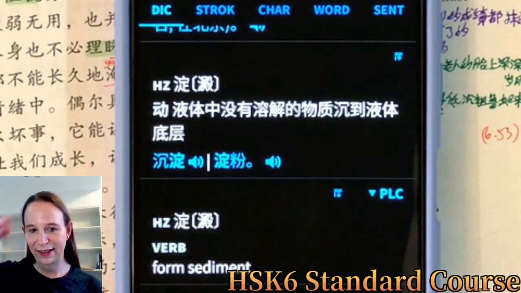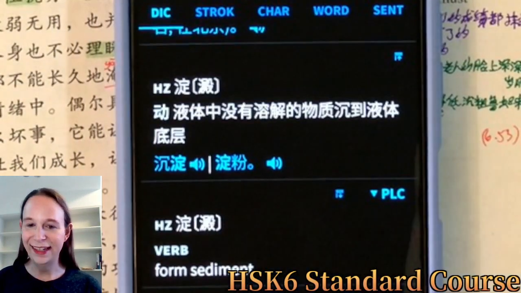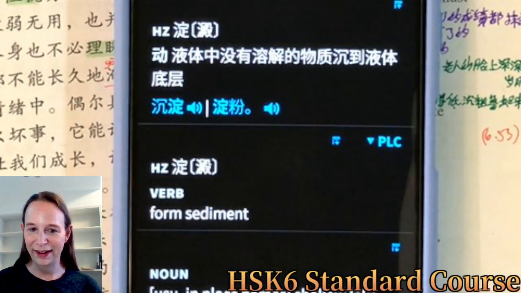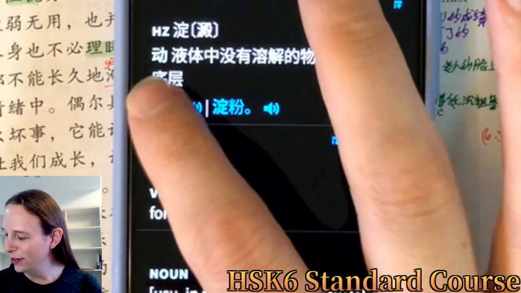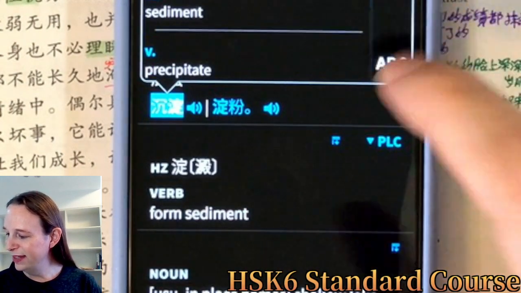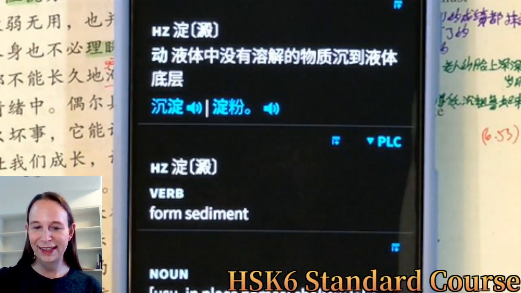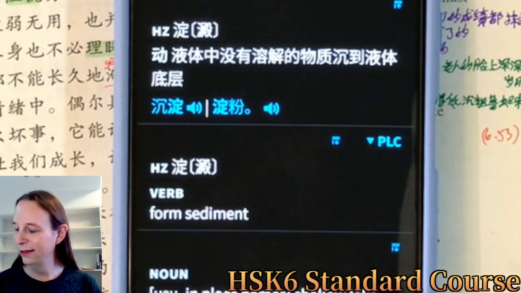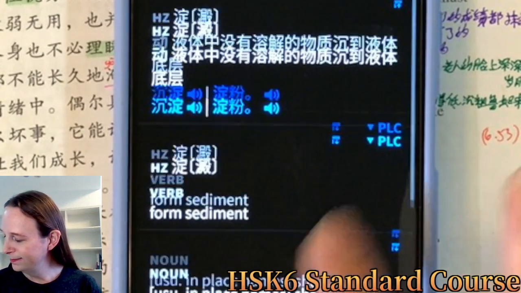沉淀. So, what are we studying? Oh, we're studying 沉淀. 沉 means to sink, so 沉淀 is just a two-character version of it. Sediment, to precipitate, to sink down to the bottom and form a layer in itself. Okay, 淀粉. I don't know why that's 淀.